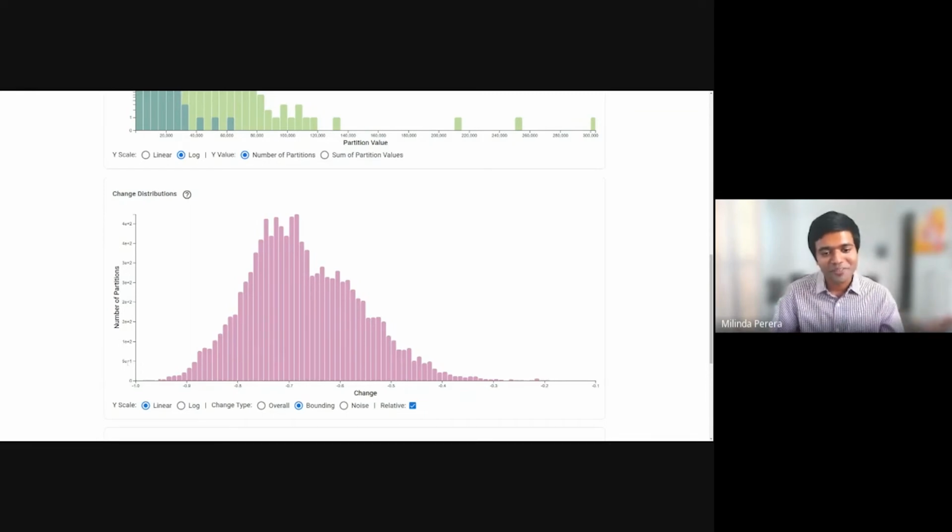As you can see with the given parameters, most of the partitions have changed between 40% and 90%. It's actually quite bad accuracy-wise.